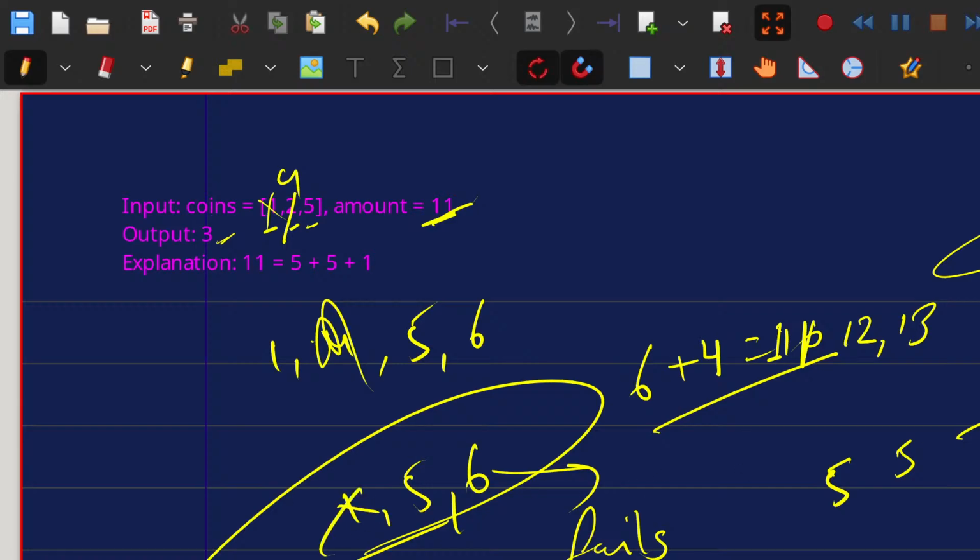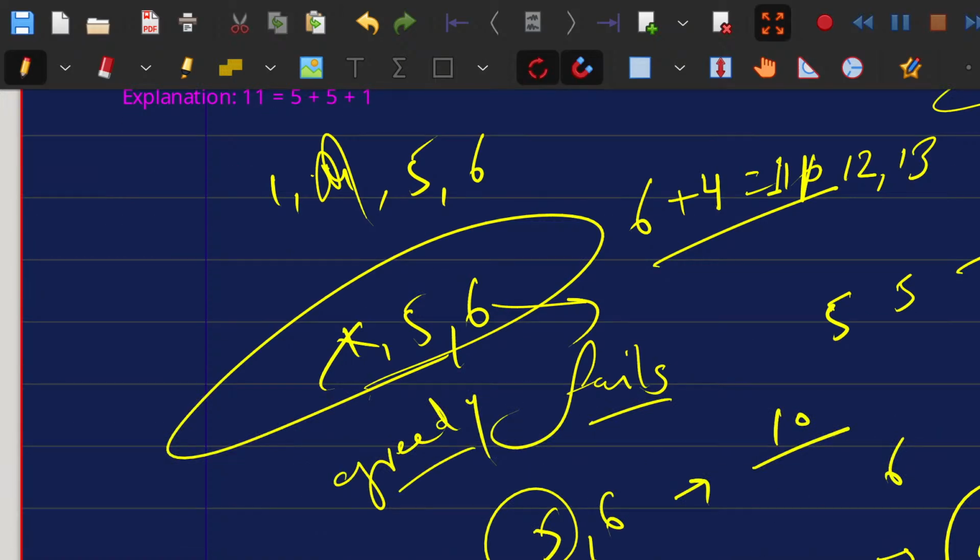Let's say there is no one here, just 5 and 6, and the target for us is 10. We can't make it with 6 and 4, but we have 5. So this is how greedy will not work. Let's say we have a target 10 and we have 5 and 6 denominations. Greedy will take 6, then we have 4 left, and we can't make that with 5, it's exceeding it. So this is how greedy will not work here.